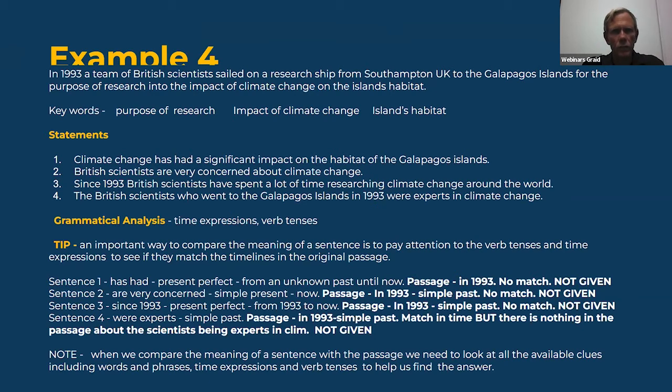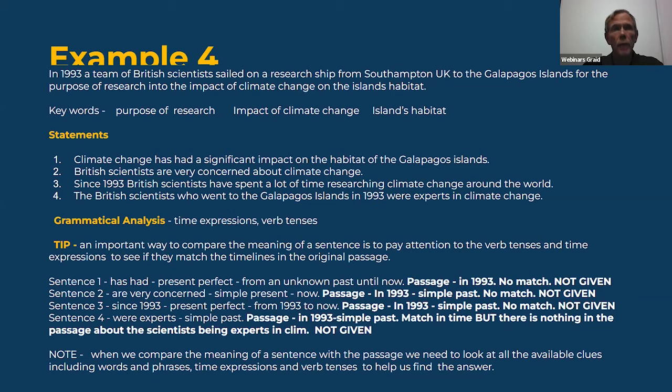Now, let's look at some sample statements to decide if they are true, false, or not given. The first one, it says, climate change has had a significant impact on the habitat of the Galapagos Islands. Now, if we look at that sentence and we look at our grammatical analysis below, then we understand has had is talking about a time from the past to the present, until now.